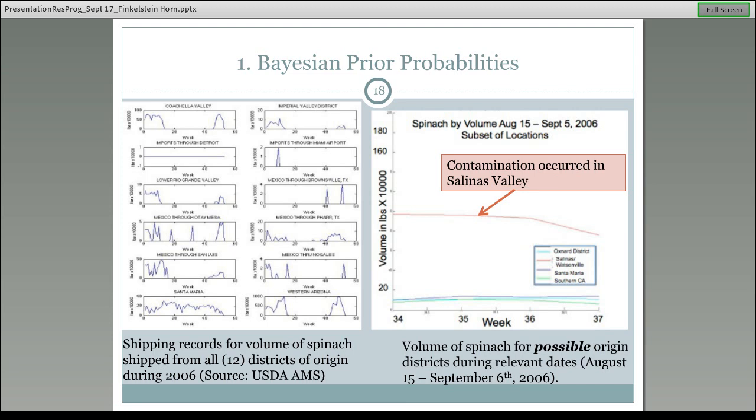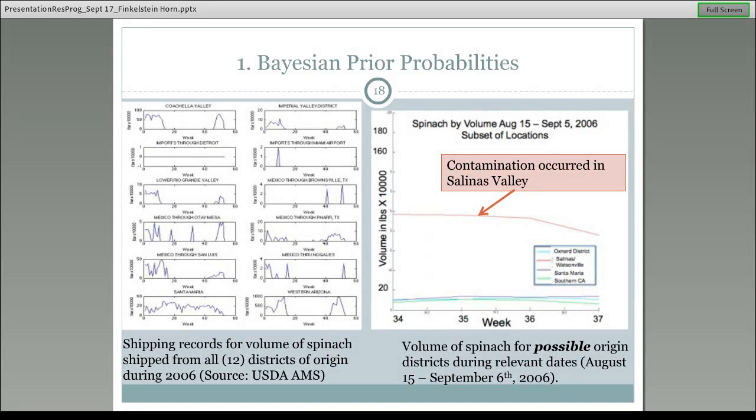And so on the left, we have all districts shipping spinach, and on the right, we've zoomed into the few weeks relevant to the outbreak. And of those few weeks, there are only 4 districts that were shipping the spinach. And of those 4, one was much more likely than the other 3, and that turns out to be where the outbreak started from. So this kind of illustrates the value that you can get through this one source of data.